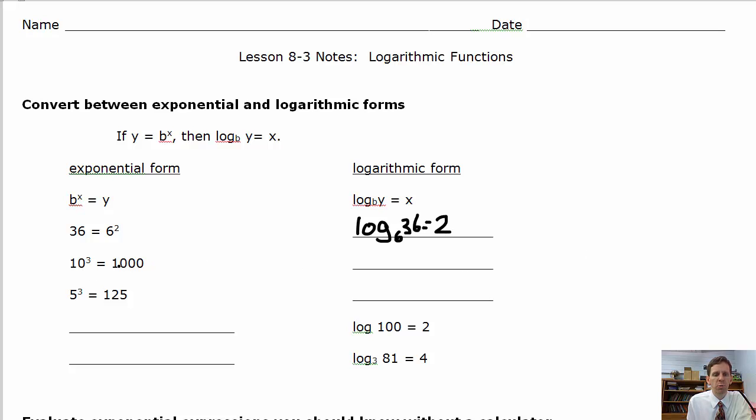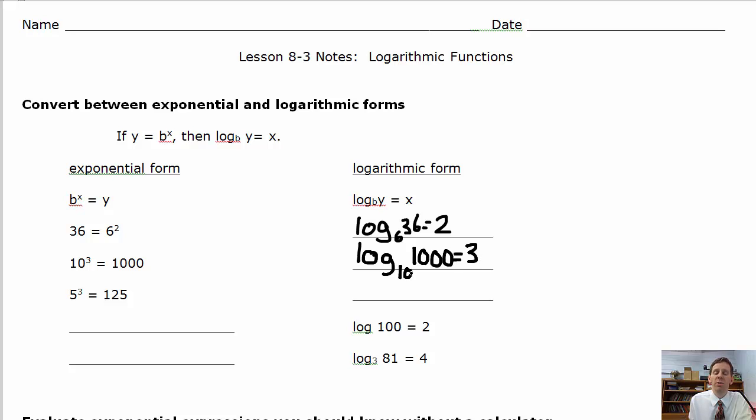For 10 to the third power equals 1000, our base this time is 10. The exponent is 3. So when we write this problem, we're going to say log. The base is the number that's before the exponent, so it's going to be log base 10. The exponent 3 goes on the other side of the equation. And the 1000, which was like our y value, goes next to our base this time. So in logarithmic form, the statement 10 cubed equals 1000 would be written log base 10 of 1000 equals 3.